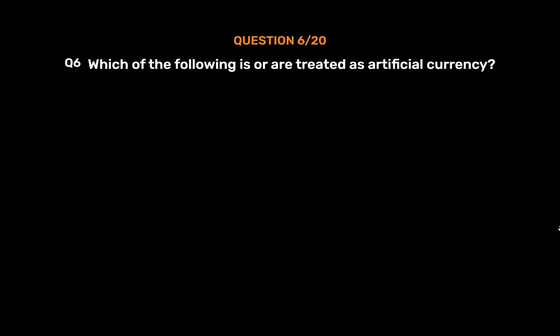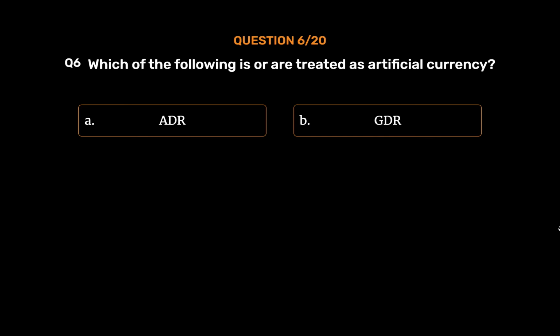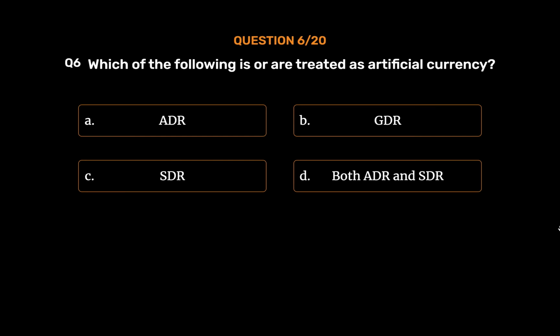Question number 6. Which of the following is or are treated as artificial currency? Option A. ADR. Option B. GDR. Option C. SDR. Option D. Both ADR and SDR. The correct answer is Option C.